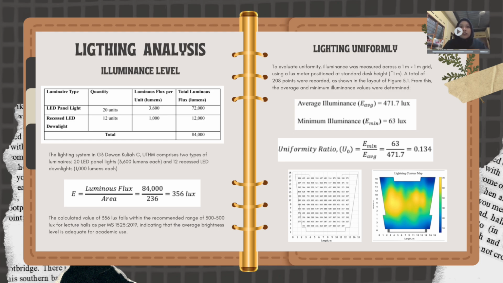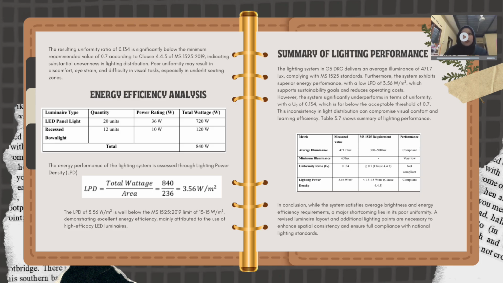The resulting uniformity ratio of 0.134 is significantly below the minimum recommended value of 0.7 according to clause 4.4.3 of MS 1525:2019. So it is indicating substantial unevenness in lighting distribution. Poor uniformity will result in discomfort, eye strain, and difficulty in visual tasks, especially in underlit sitting zones.